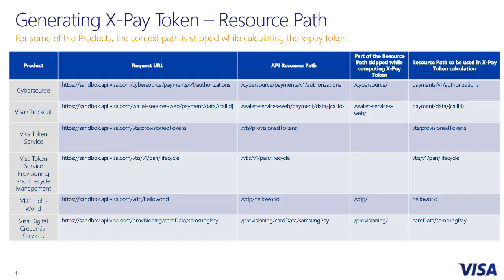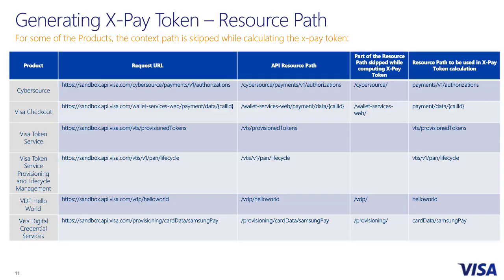Now, as you saw on the previous slide, where Abhishek mentioned how to compute the XPay token, we do use the resource path to compute the XPay token. Now, I know resource path is a straightforward URL, but we do have some differences between different products. So that is what this slide is all about. If you see, we have listed various products here. Let me take a couple of examples. Let's go with CyberSource. So that's the first item on the list.